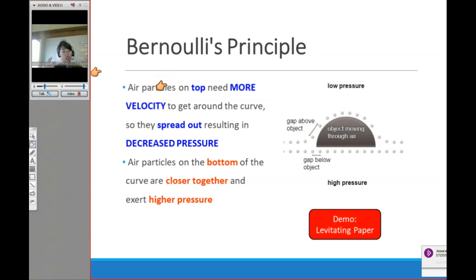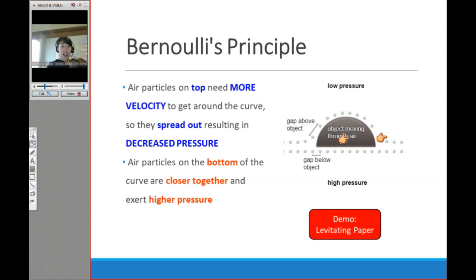How do airplanes actually work in order to fly? Okay, so this is Bernoulli's principle. So Bernoulli's principle says that air particles on top of a curve, like you can see here, okay, air particles on top of a curved wing need more velocity to get around that curve. Okay, so in order for them to get over the top of this wing at the same time as the ones on the bottom, they have to go a much further distance. So they have to speed up to go much, much faster. And as those particles speed up, they're going to spread out.